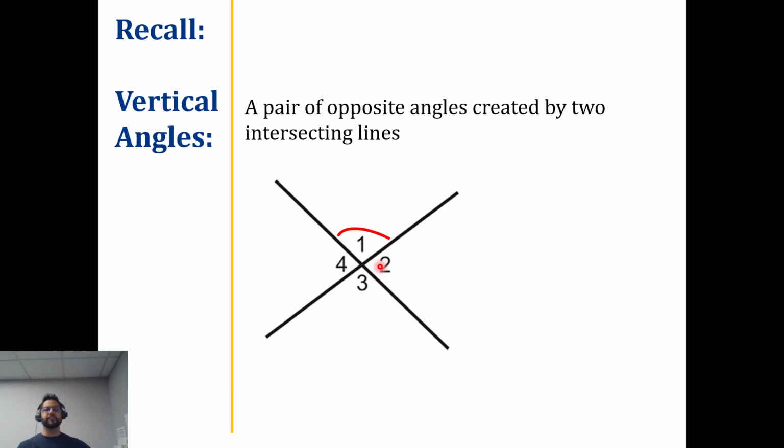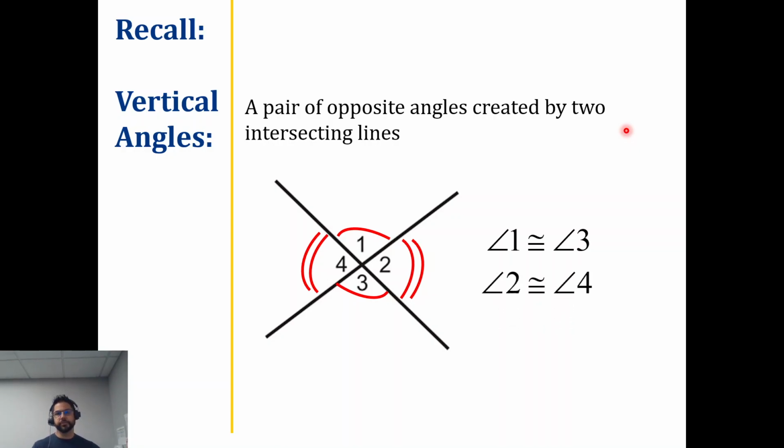So therefore, if angle 1, let's say, is 110 degrees, then that means angle 3 is 110 degrees. Angle 2 is maybe 65 degrees. Again, different problem. So that means angle 4 would also be 65 degrees. So again, they are congruent.